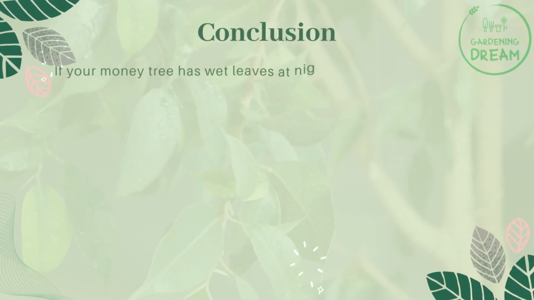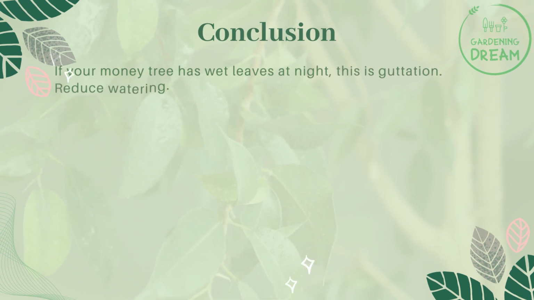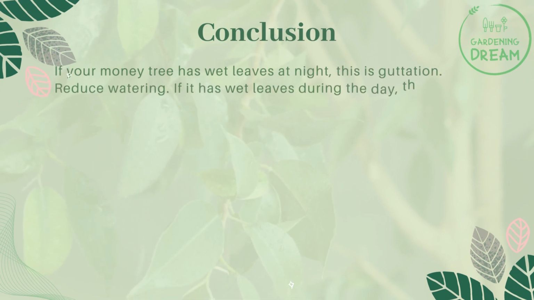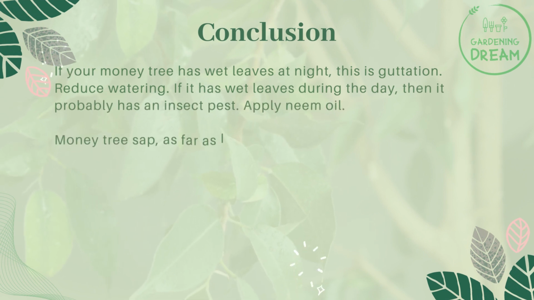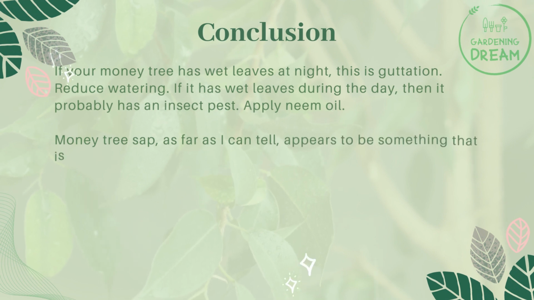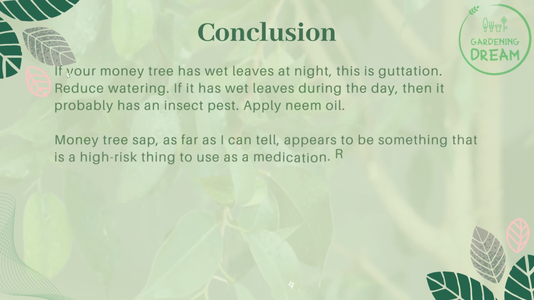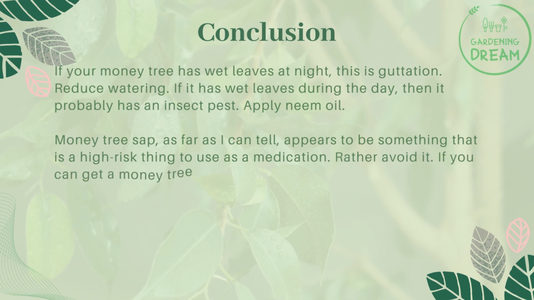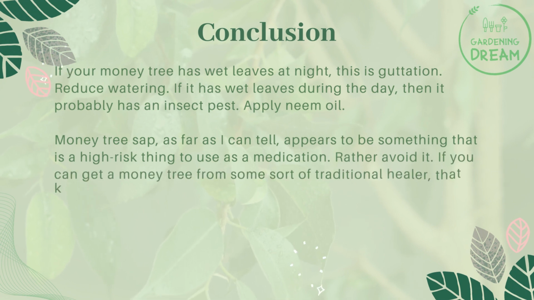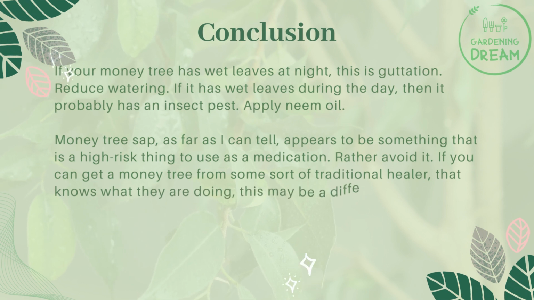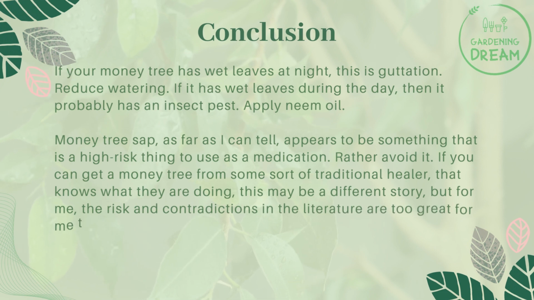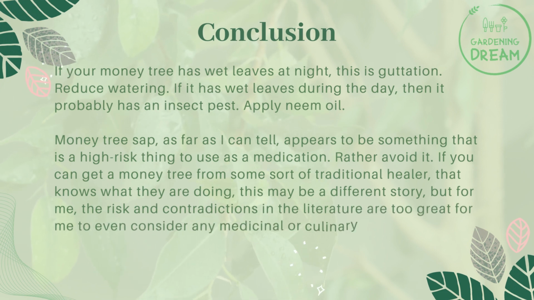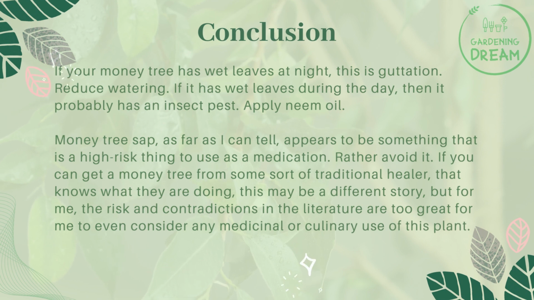Conclusion. If your money tree has wet leaves at night, this is guttation. Reduce watering. If it has wet leaves during the day, then it probably has an insect pest. Apply neem oil. Money tree sap, as far as I can tell, appears to be a high-risk thing to use as a medication. Rather avoid it. If you can get a money tree from some sort of traditional healer that knows what they are doing, this may be a different story, but for me, the risk and contradictions in the literature are too great for me to even consider any medicinal or culinary use of this plant.